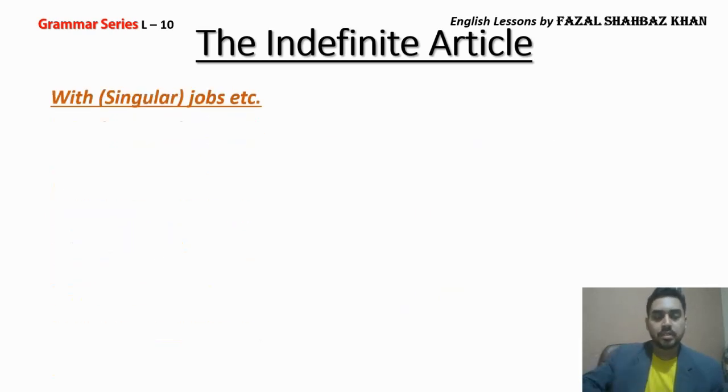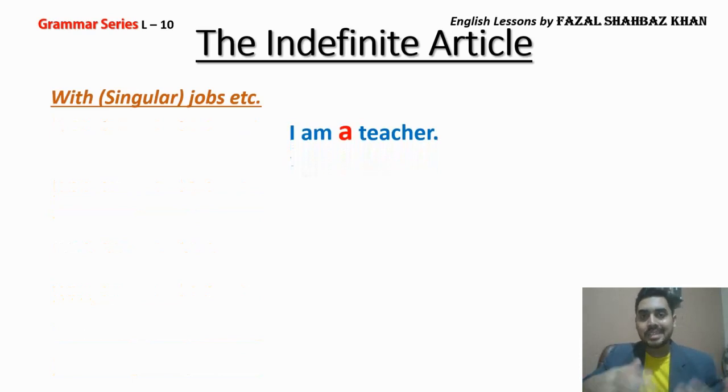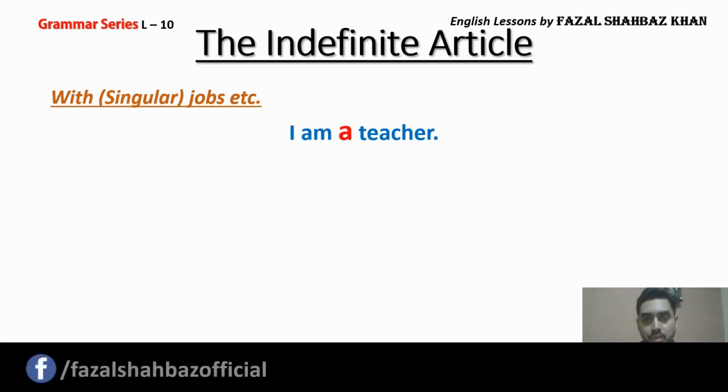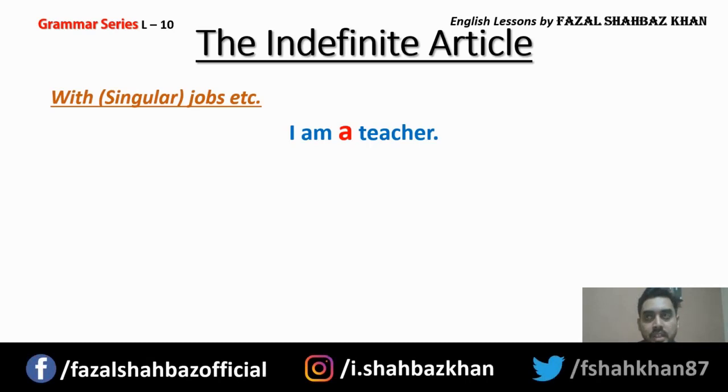More of the ideas. The fourth of which is that we attach an indefinite article, either a or an, with singular types of jobs, etc. For example, I am a teacher. I'm a teacher tells you that you are a simple teacher. You're not actually refining yourself when you introduce yourself as a certain type of teacher. He is a doctor. He is an engineer.